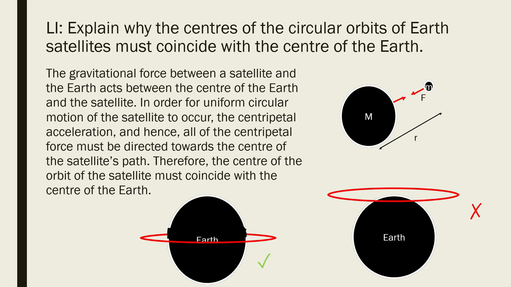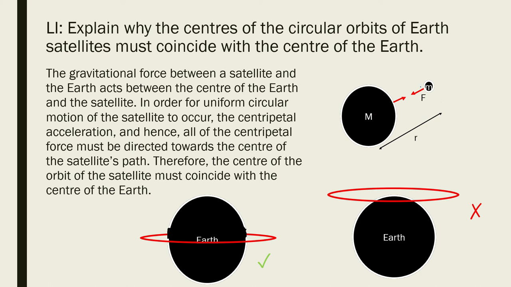So, number one, explain why the centers of the circular orbits of Earth satellites must coincide with the center of the Earth. Well, we know between two bodies of mass, there's a gravitational force between them. So if this is the mass of the Earth and this is some satellite, we know that the gravitational force acts between them and between the centers of these two bodies.